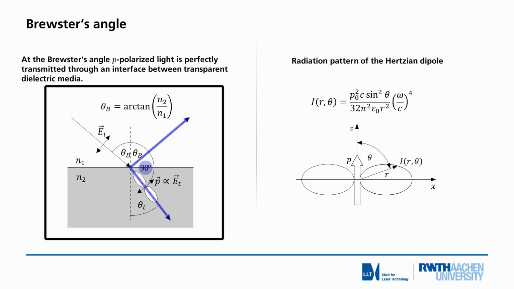And this can be explained by the dipole radiation. Imagine the electrical field being perpendicular to the direction of propagation, of course also in the transmitted part of the beam. Then the electrons or the ions of the matter with which this electrical field interacts will oscillate in the direction of the stimulating electric field. So the electrons will move in the direction perpendicular to the direction of propagation of the light wave. So in this direction here.